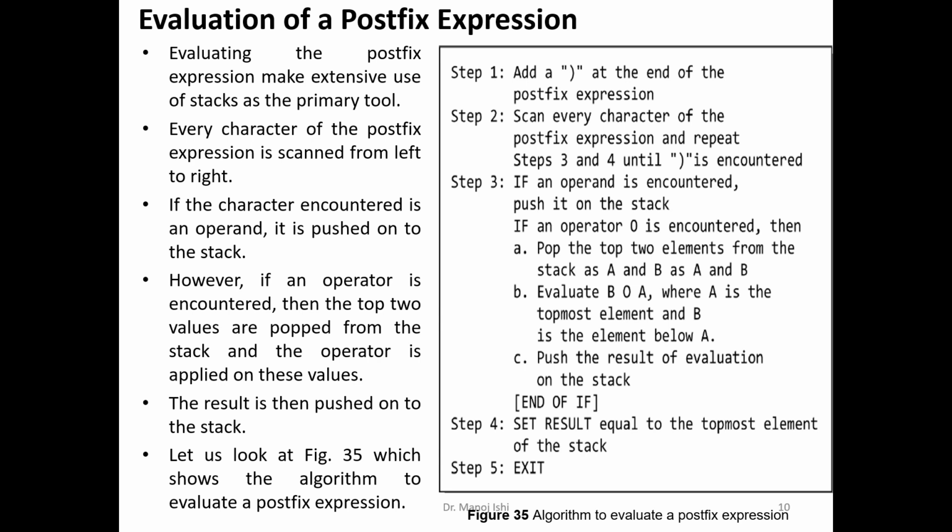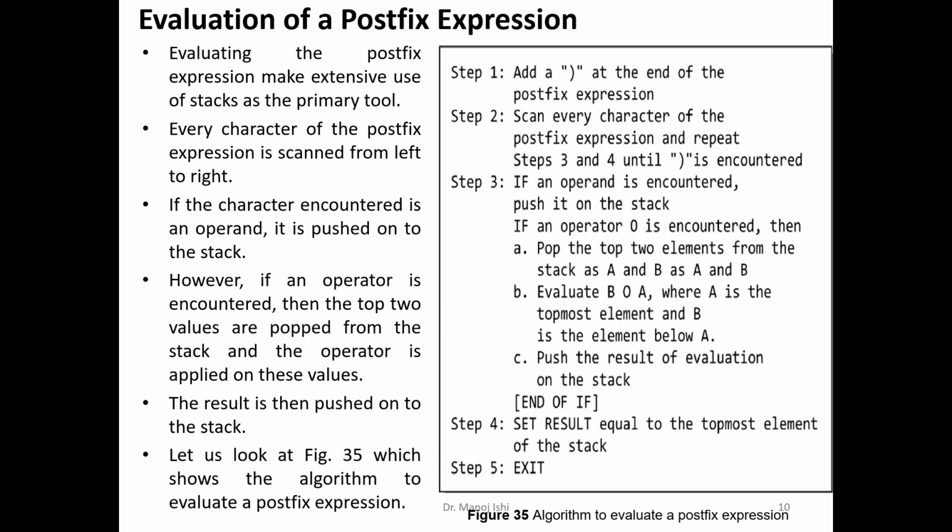After that, if an operator is encountered, then we have to pop the two top elements from the stack. We call them A and B, and whatever operator is encountered, we evaluate it on B and A in the form of B operator A, where A represents the topmost element and B is the element below A. We push the result of that operation back to the stack, setting it as the topmost element. We perform steps 3 and 4 until the entire string is scanned. The final result will be the top of the stack.